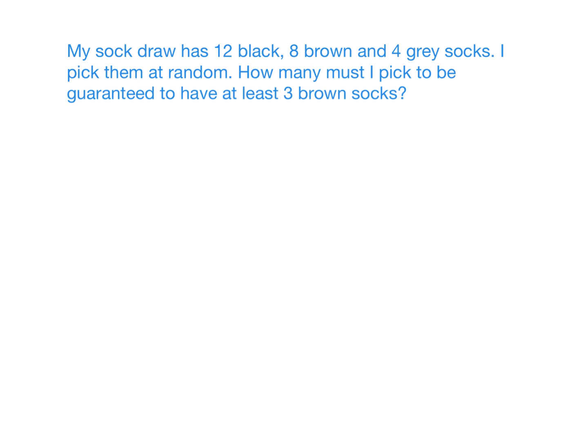Well, if I pick 16 socks, they could be all black or grey. It's unlikely that they'd all be black or grey, but it is possible. Remember, the question asked how many we must pick, so we're guaranteed to have 3 brown socks. So 16 isn't the answer. I would need to pick more. Now, if I pick 17, the pigeonhole principle guarantees at least 1 is brown. Here it's like I have 17 pigeons and there's only 12 plus 4, 16 black or grey holes.